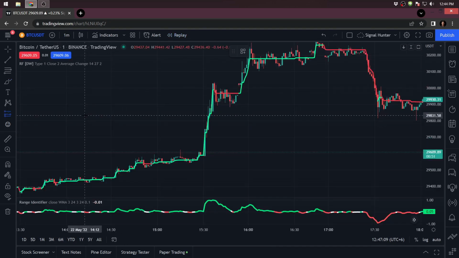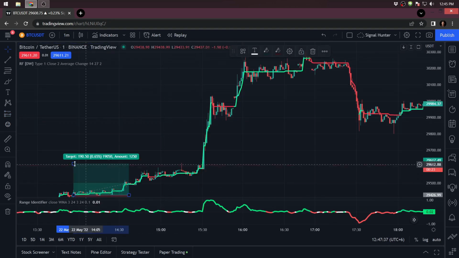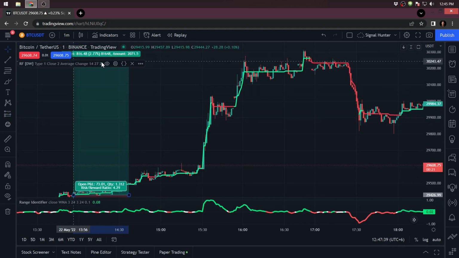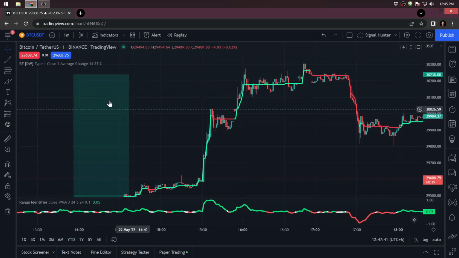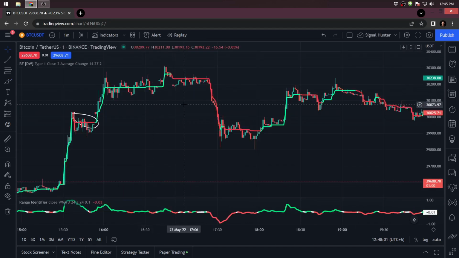So in this chart, you can see the range filter line color is switched to green, and also the range identifier range line color is green. That means it's our buy signal, and you can see it's very profitable, and you can see the profit is 2.76%. And you can see here is a red line, but the range identifier color is green. That means it's a false signal.